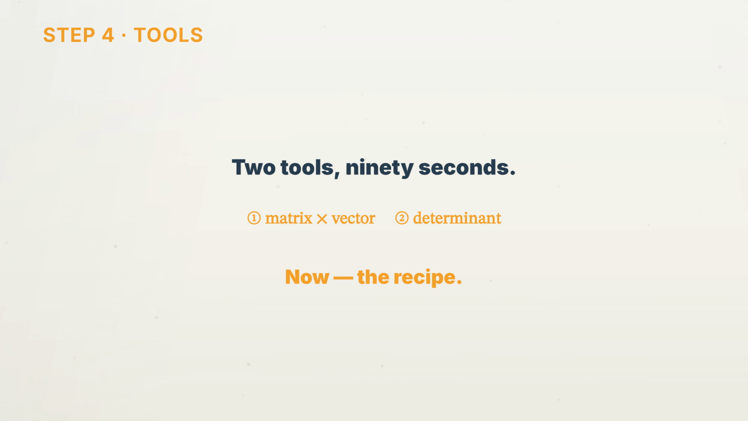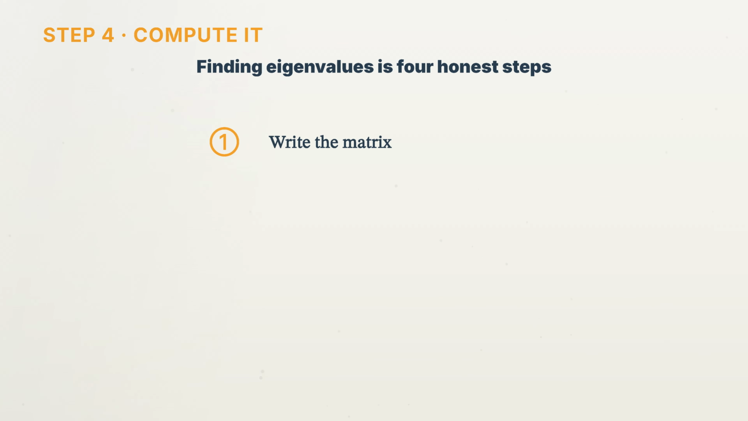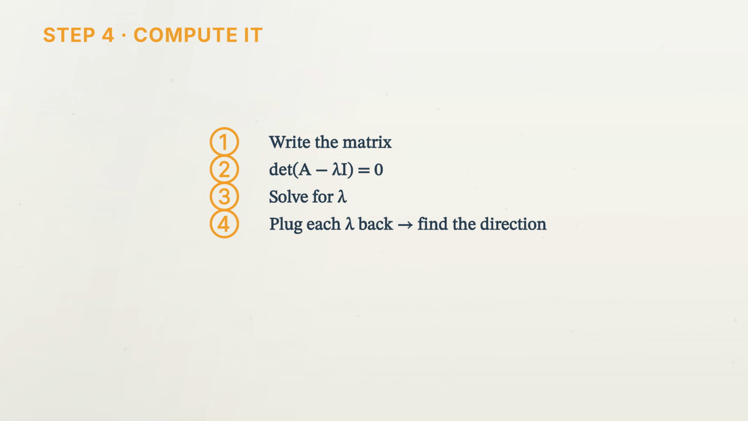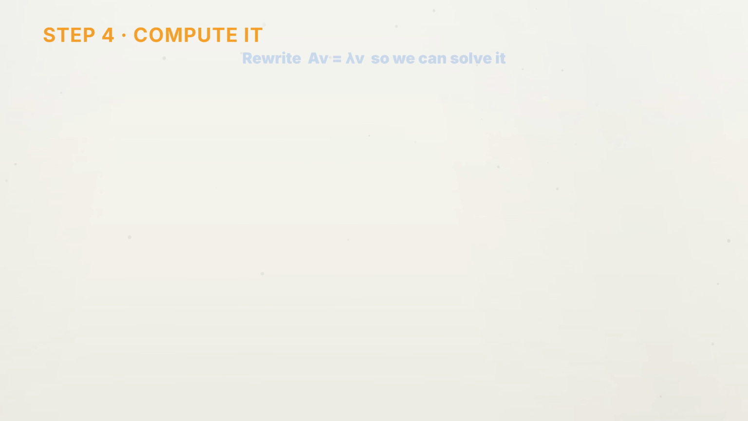With both in hand, you're ready for the recipe: actually finding eigenvalues. Finding eigenvalues isn't magic, it's just algebra. Four honest steps. 1. Write down the matrix. 2. Set det of A minus lambda I equal to 0. 3. Solve for lambda. 4. Take each lambda back and find its direction. Four steps. That's the whole exam question.